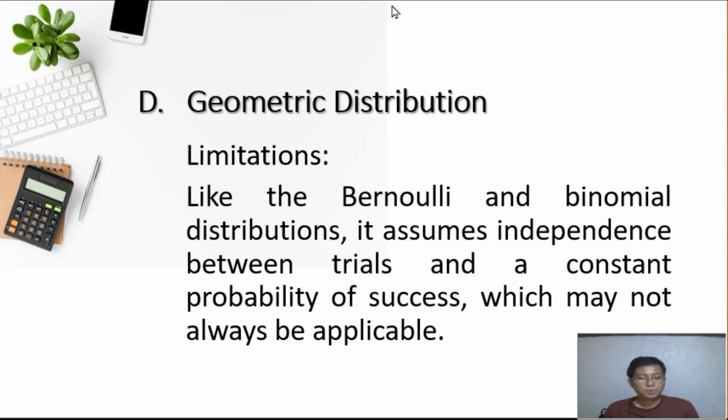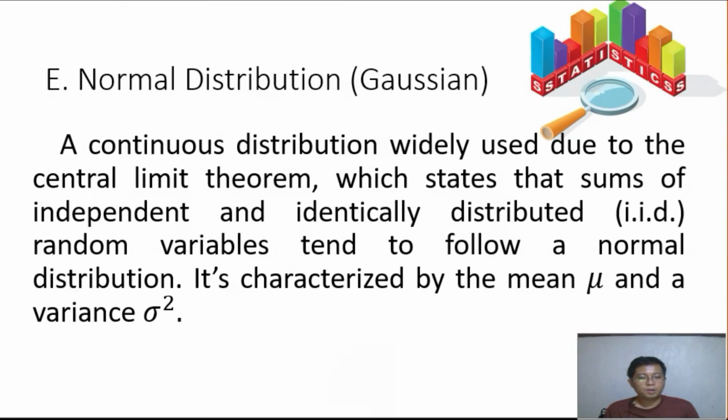Now let's proceed to the fifth type, which is the normal distribution or the Gaussian distribution. It is a continuous distribution widely used due to the central limit theorem. I think you are still familiar with the central limit theorem, which states that the sum of independent and identically distributed random variables tends to follow a normal distribution. It's characterized by the mean, which is the population mean, and a variance, in this symbol, which is the population variance.